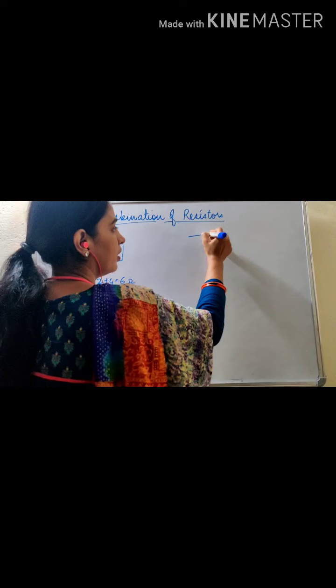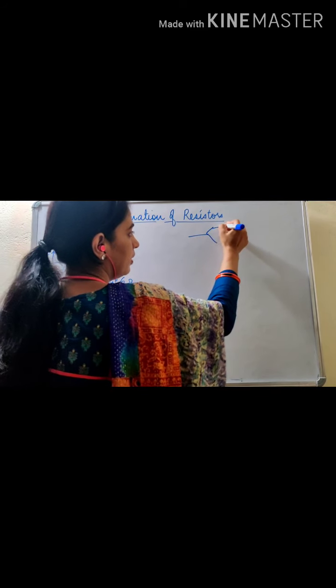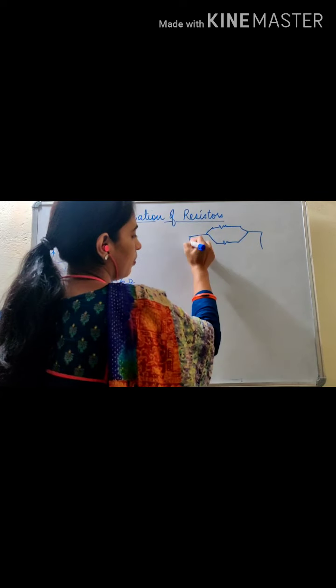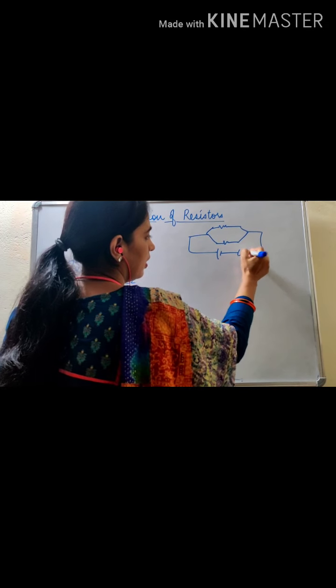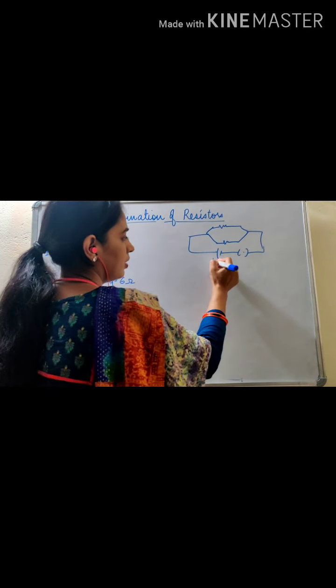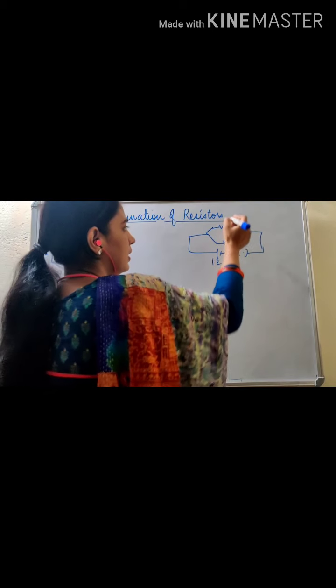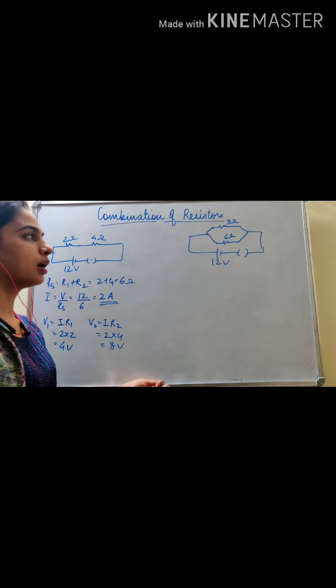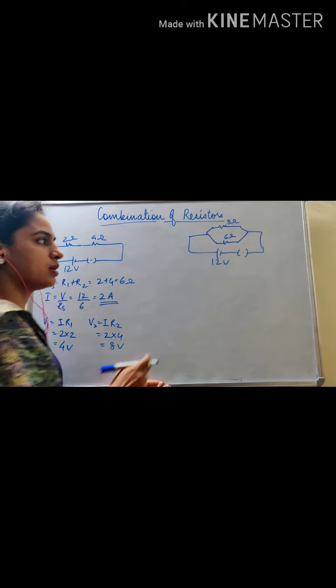Similarly, you have a simple 2 resistor parallel combination. Again, let us say the battery is 12 volt, R1 is 3 ohm and R2 is 6 ohm, for example. Again, same question, find the current and potential drop across each resistor.